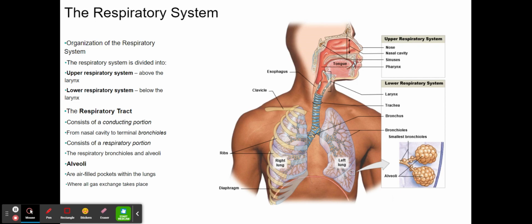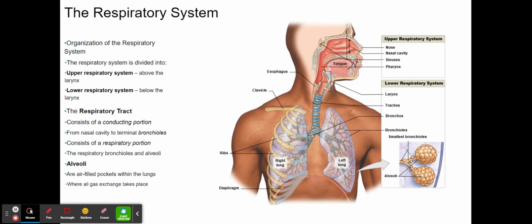The lower respiratory system includes the larynx, or the voice box, the trachea, or the windpipe, the bronchi, the bronchioles, and the alveoli of the lungs. The term respiratory tract refers to the passageways that carry air to and from the exchange surface of the lungs. The conducting portions of the respiratory tract begin at the entrance to the nasal cavity and extend to the pharynx, larynx, trachea, bronchi, and larger bronchioles.